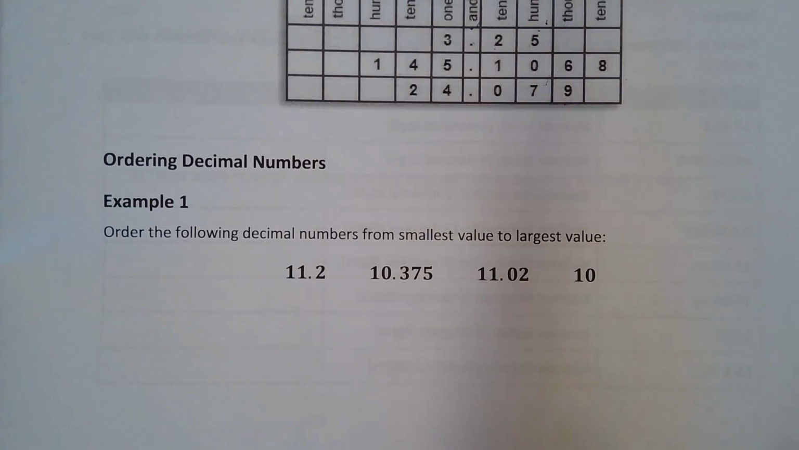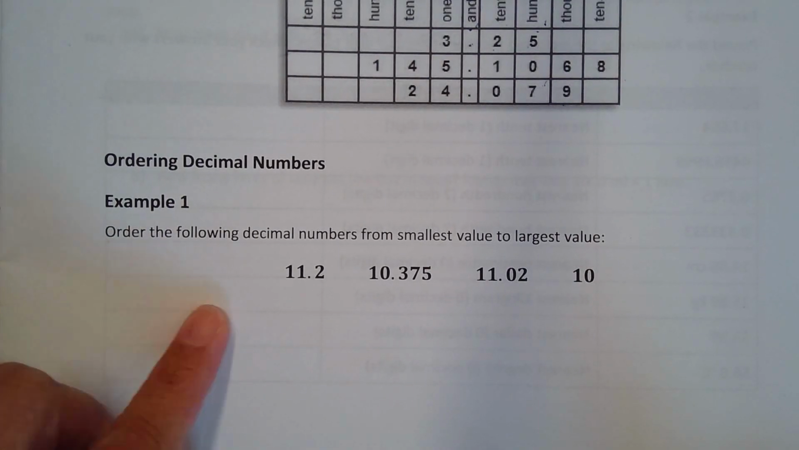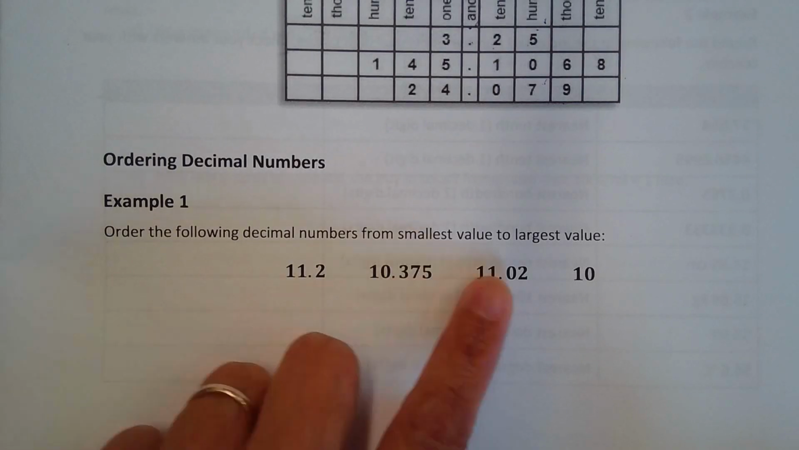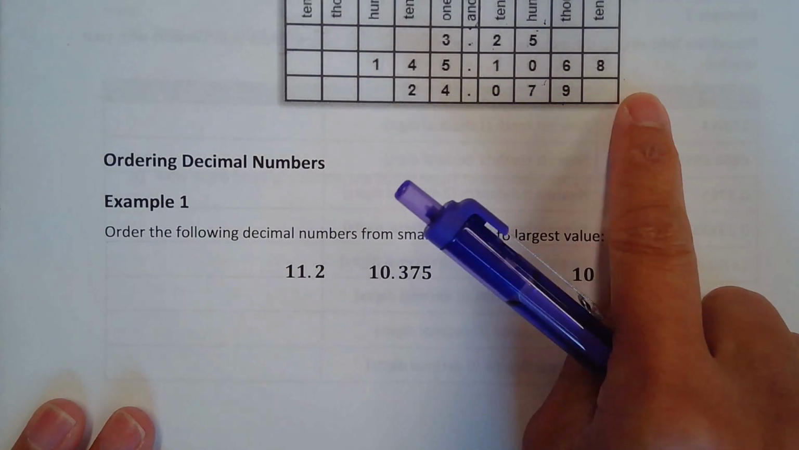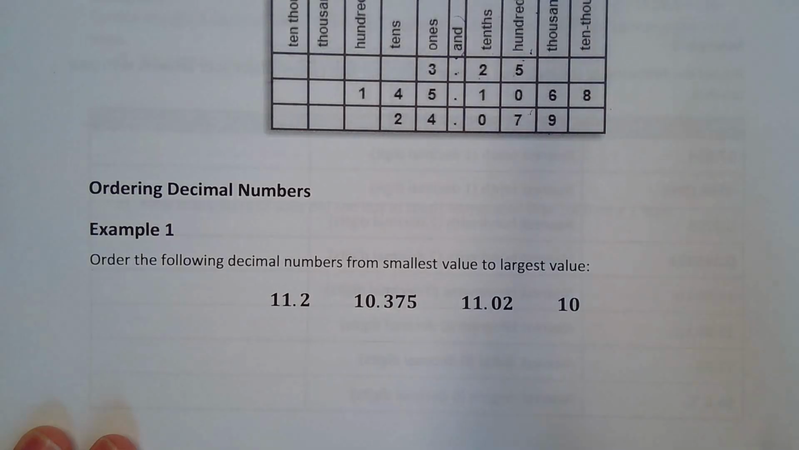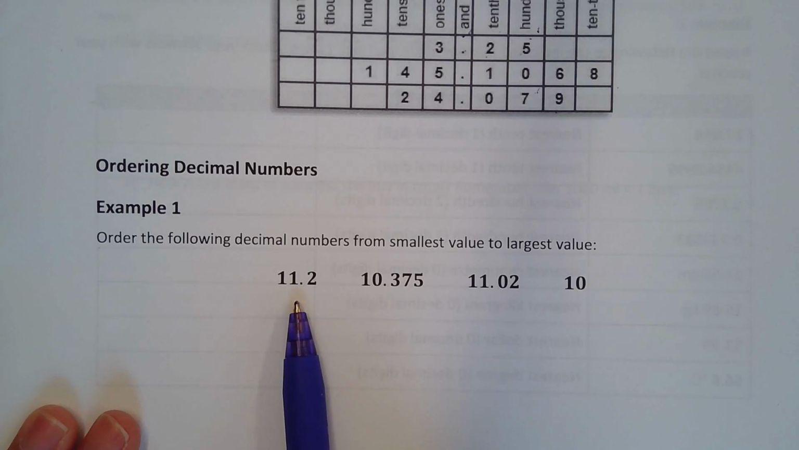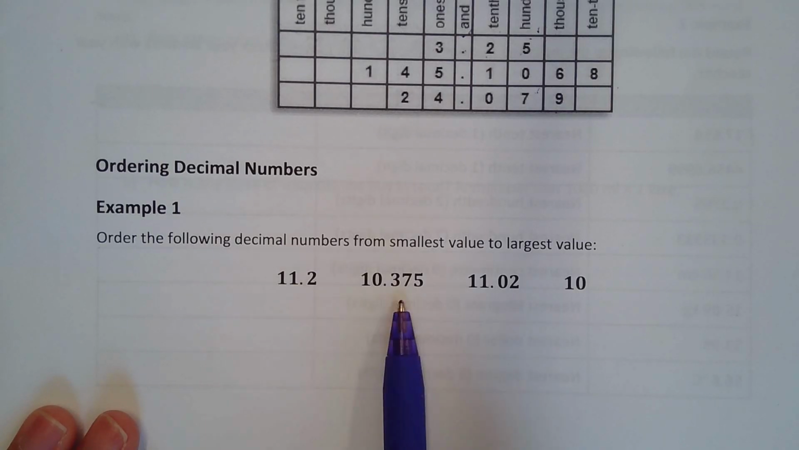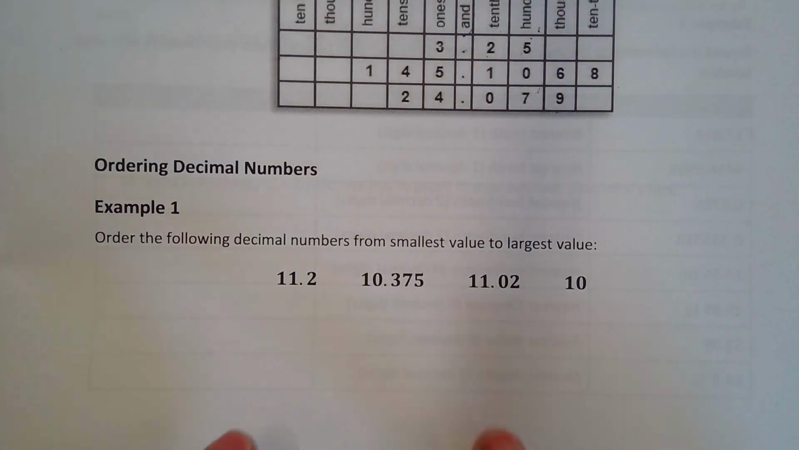That's okay. Okay, let's take a look at example number 1. It says here, put them in order. Order the following decimal numbers from smallest to largest. Remember, the further you go this way, the smaller the value gets, right? So here, it's 11.2, 10.375, 11.02, and 10.